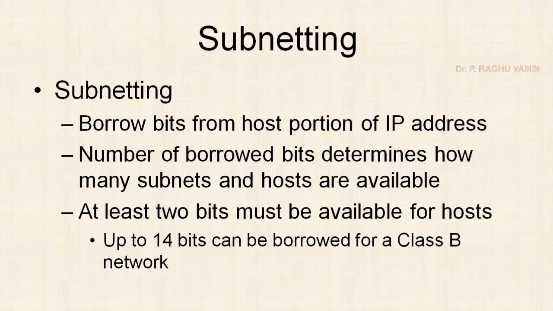So subnetting borrows bits from the host portion of the IP address. The number of borrowed bits determines how many subnets and hosts are available. We know that an IPv4 address is 32 bits, and we cannot attach any new bits to that. Within the available number of bits only, we should classify what is the network identity and what is the host identity. For that purpose, we use subnetting.